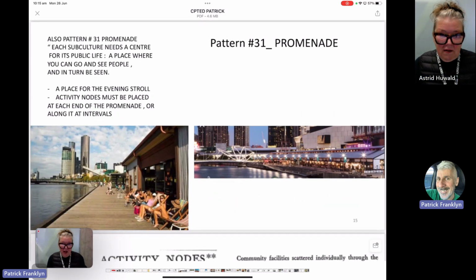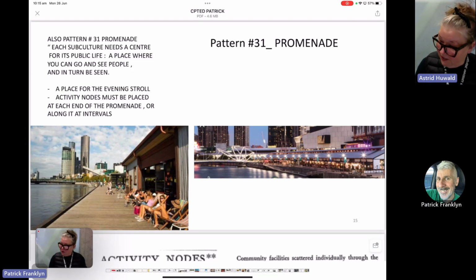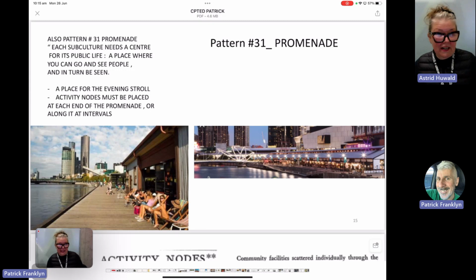Then also what Christopher Alexander and co identified was, next slide, that successful cities all have promenades. Every subculture needs a place for its public life, a place where people are going to see and be seen, a place for the evening stroll. And I think that's what's lacking. Nobody's really using it, and that can all be turned around.